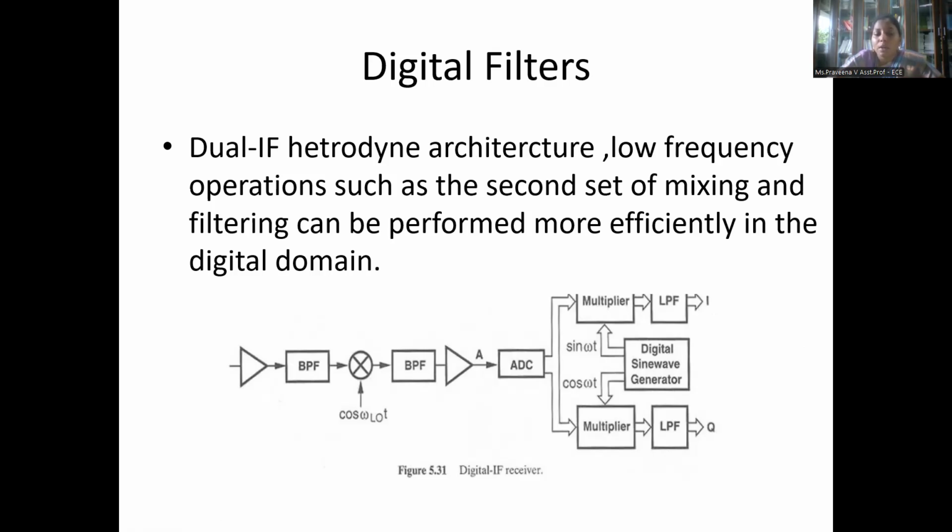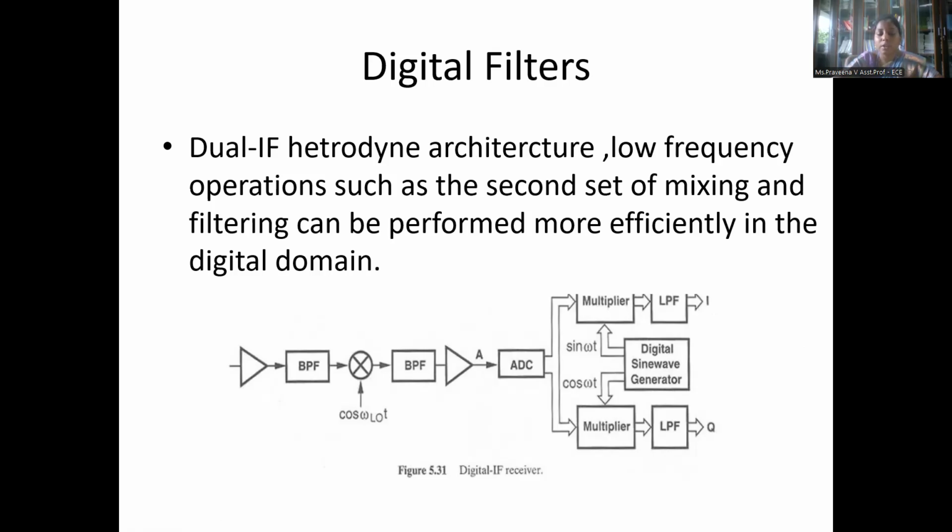Then it passes to the BPF. BPF is a bandpass filter. It removes the unwanted mixing products like image frequencies. It keeps only the desired radio signal. So next is the IF amplifier. The IF amplifier is used to boost the signal. It is an amplifier for a weak signal, right? So it improves the signal level for digitization.